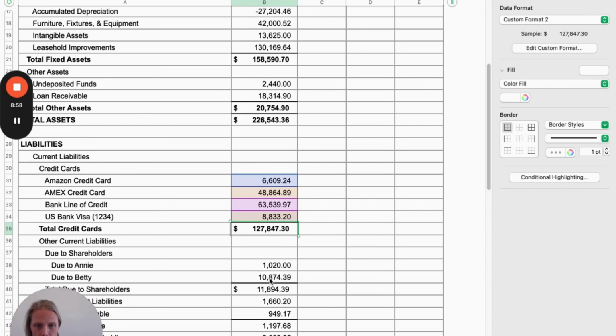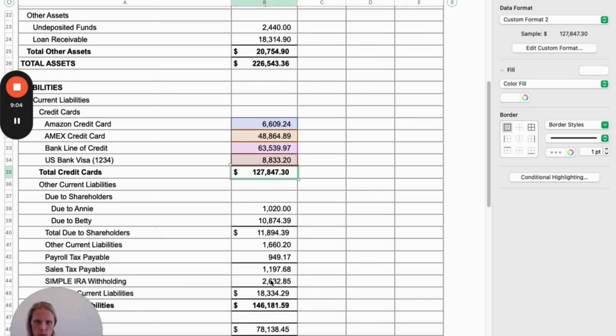Okay, here's kind of the opposite of what we had up top, where in our asset section we had a loan that was owed to the salon. Here we have some things that are owed to others. So in this case, there's 2 shareholders for ABC Salon. We've got Annie, we've got Betty, and they're each owed some money. Maybe they put money into the business and the business is tracking that and then paying them back.